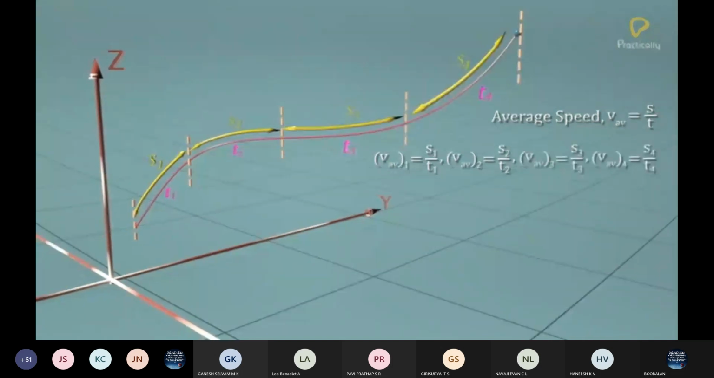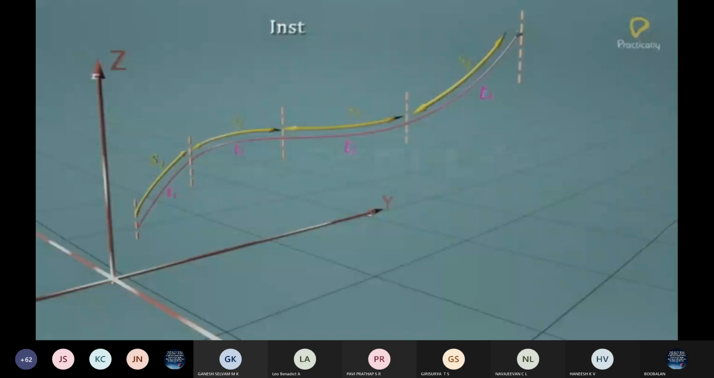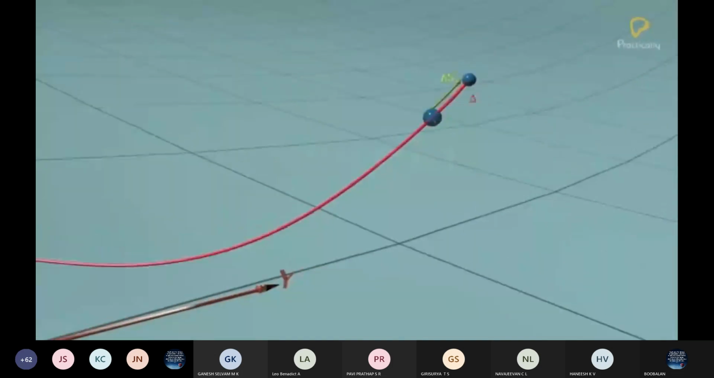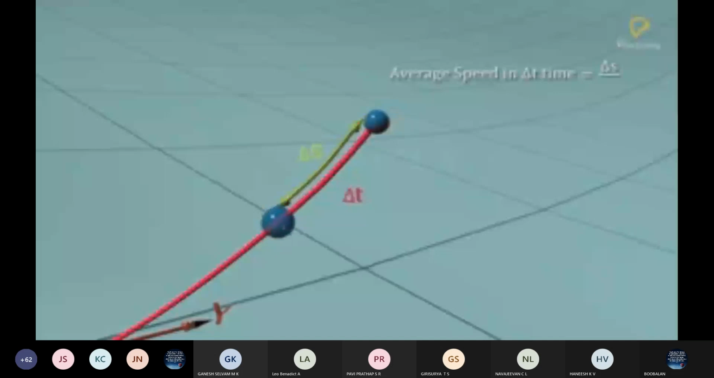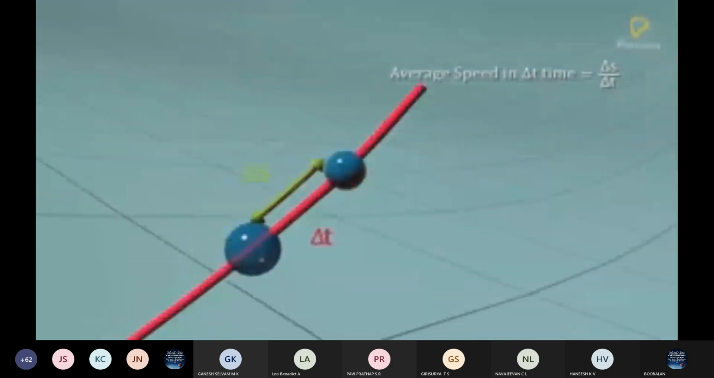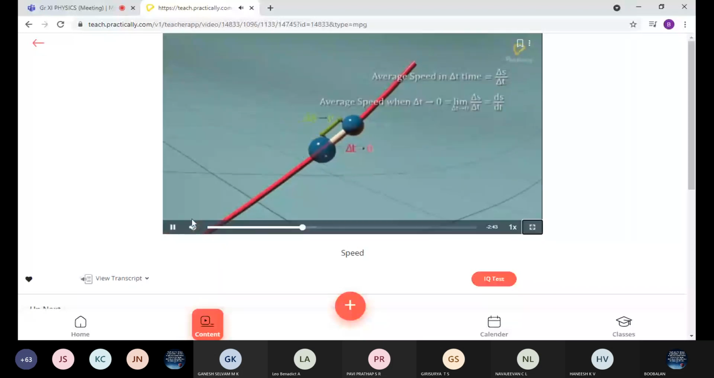Instantaneous speed. Suppose the particle moves through a small distance, delta s, in time delta t. The average speed of the particle in time delta t is equal to delta s by delta t. We can choose the delta t to be as small as possible. As delta t tends to 0, the distance, delta s, also tends to 0. Nevertheless, the average speed, which is the ratio of delta s to delta t, tends to a finite number. In terms of calculus, this is nothing but the rate of change.